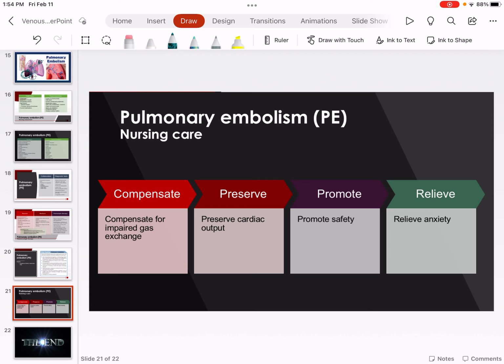Okay, so this image is really just a picture of how a blood clot, like a DVT, would move from the legs to the lung tissue. Okay, let's go on to the next slide.